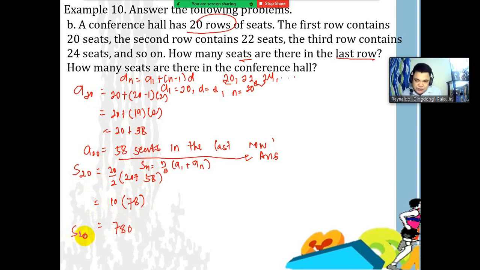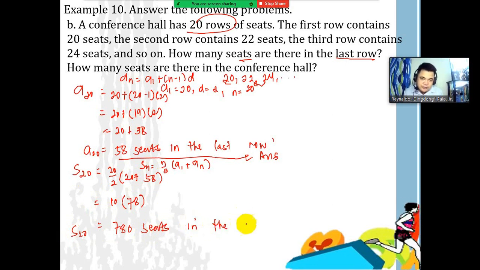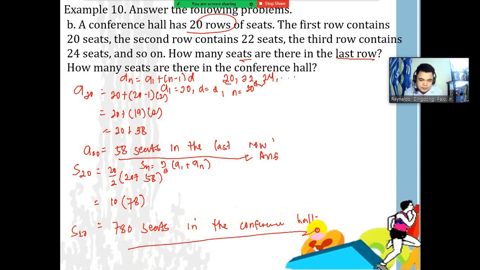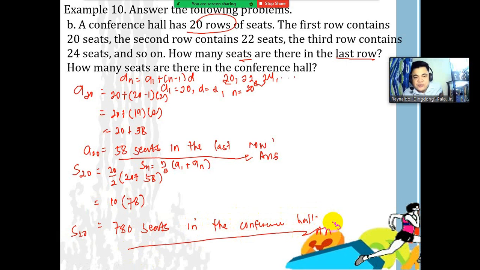So therefore, how many seats are there? There are 780 seats in the auditorium or in the conference hall. This will serve now as your final answer. See, we are able to use the two formulas, for the nth term and for the sum, in answering the two questions: how many seats are there in the last row and how many seats are there in the conference hall. So that's it for arithmetic sequences and series.